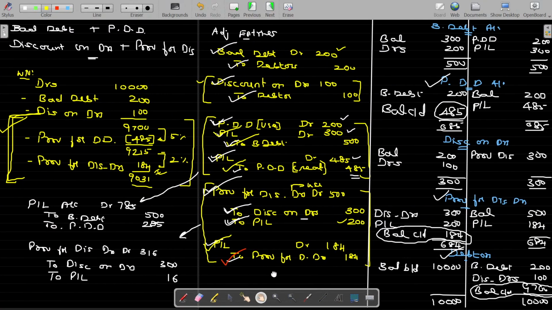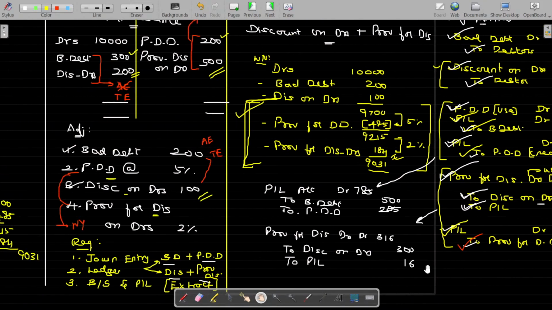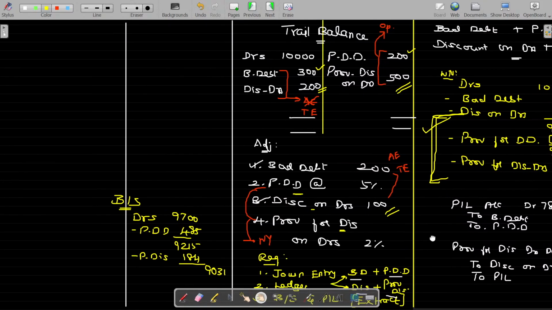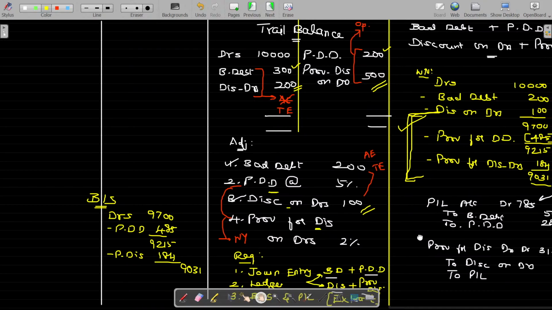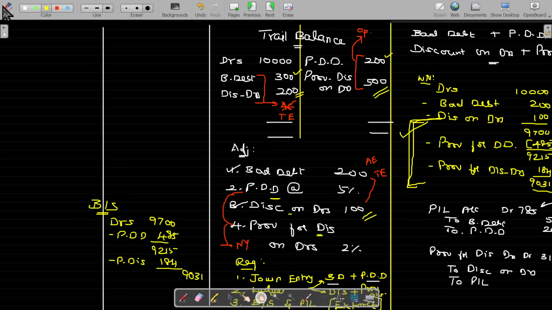Verify this. The balance sheet value we have arrived at here is also the same, 9,031. With so many journal entries and passing into the ledger, we prepared this, or we can straight away get it this way. Now the next question is how this will appear in the P&L account, sir. While posting in the P&L account, let's see here. In the profit and loss account.